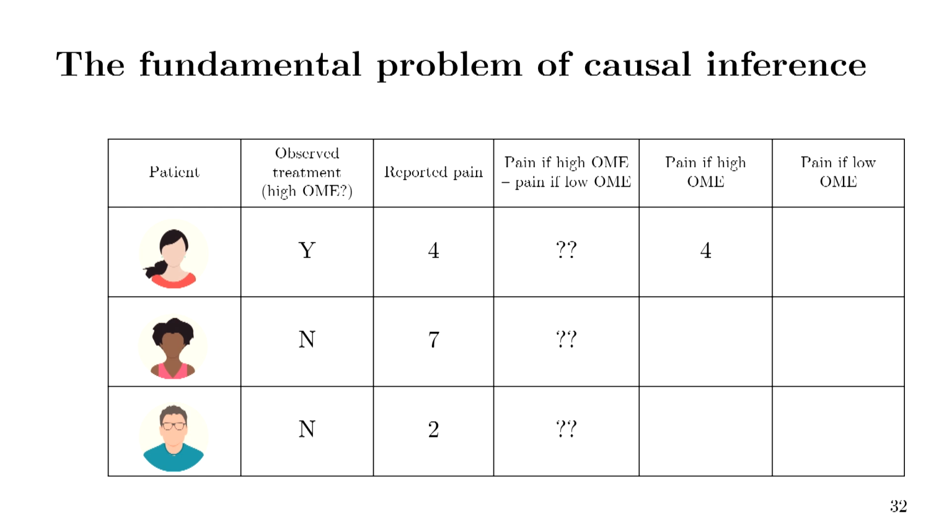So let's look at the first patient. She got high OME. For the first patient, she did receive high OME, and our observed pain for her was 4. So I know what her pain is if I give her high OME. I observed that. But I do not know what is her pain if I give her low OME. Similarly for the other two patients. For them, I did not observe high OME, so I can only tell you what their pain is if I don't give them high OME. But I have no idea what their pain would be if I gave them high OME.